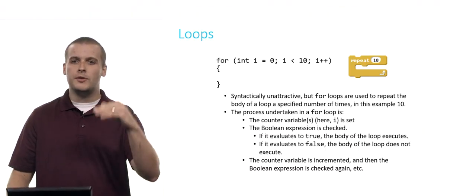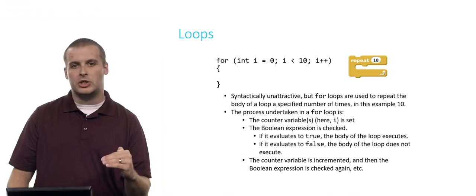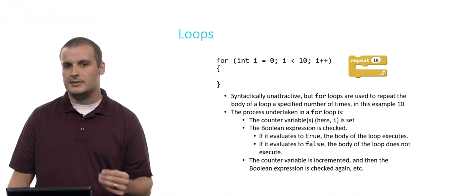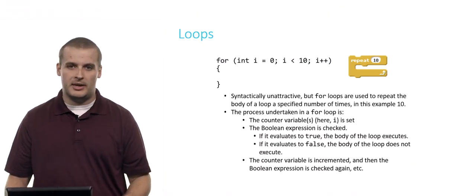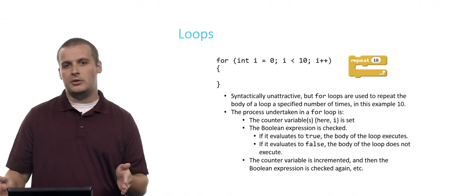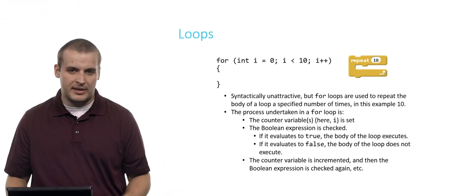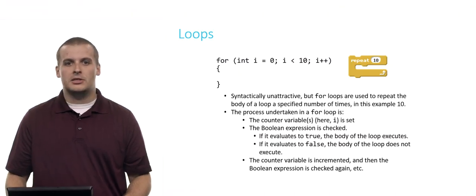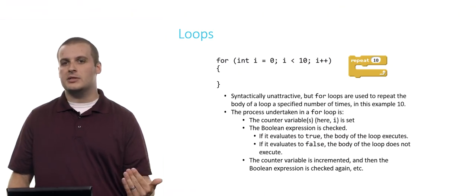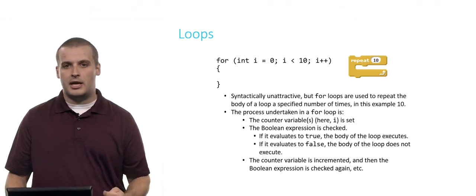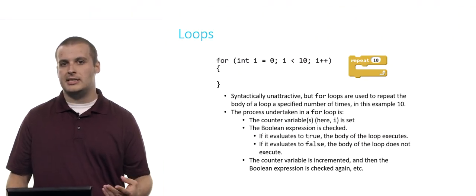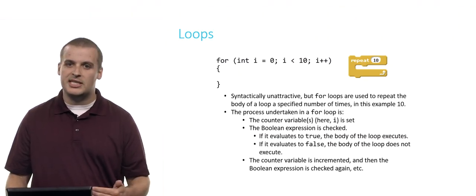After we go through from top to bottom and we encounter that closing curly brace, a third thing happens. The counter variable is incremented, or rather, the statements after the second semicolon inside of the for loop's parentheses are executed. So we start out by saying int i equals 0. Then we check whether or not the Boolean expression is true. 0 is less than 10, so it's true. So we're going to proceed into the body of the loop.